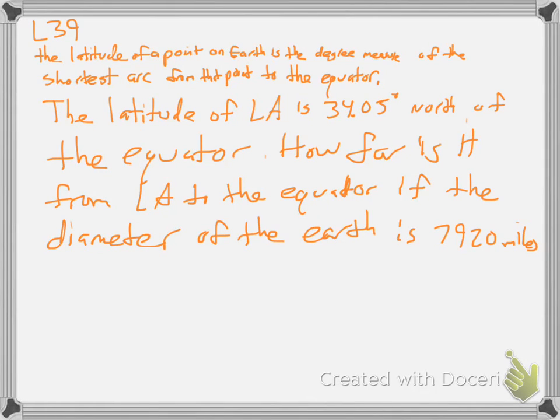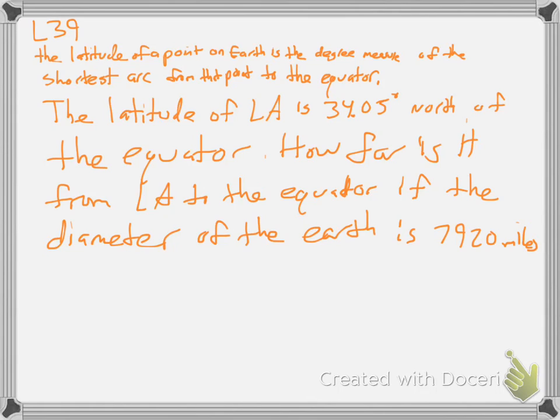Okay, lesson 39, we're going to continue to do two different problems from lesson 39 that we didn't catch when we were talking about radians. So not only do we have to evaluate sine, cosine, and tangent of radian measures, pi over 3, pi over 6, pi over 4s, and multiples of those, we also have problems like this, where it's going to tell you that the latitude of a point on Earth is the degree measure. Sometimes they might mix it up and give you radians.